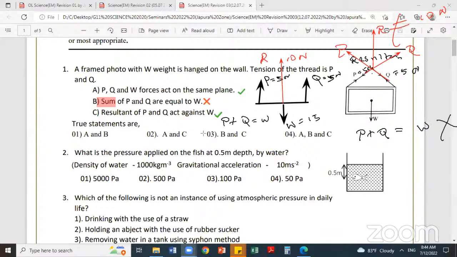Only A and C correct. Answer is second. Question number 1, answer is second. Very good. Around 22 students raised their hand. Very good. Right. So this is under equilibrium of forces.